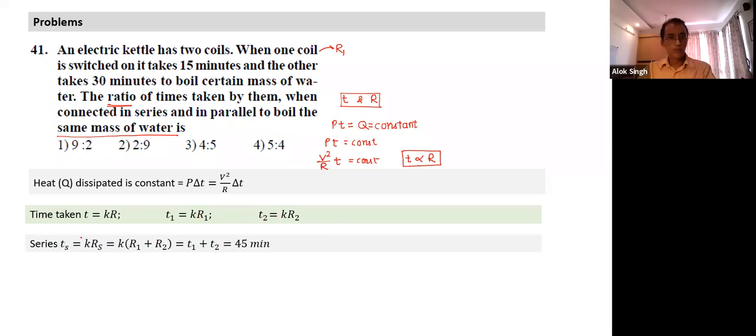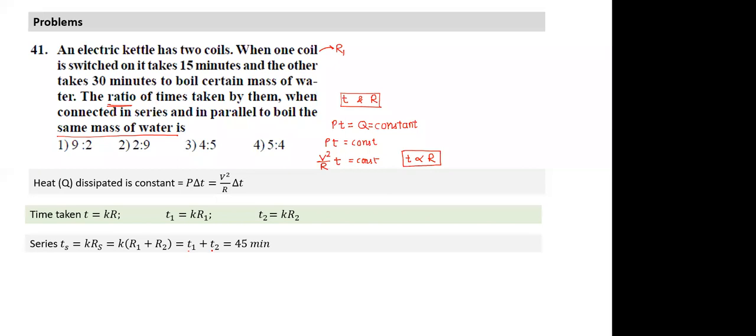Let's write this down. When we connect them in series, what does TS indicate here? Time taken in series will be K into the resistance in series. What is the resistance in series? K into R1 plus R2. And what is KR1 plus KR2? Time taken in series will be equal to T1 plus T2. Are you getting this point here?